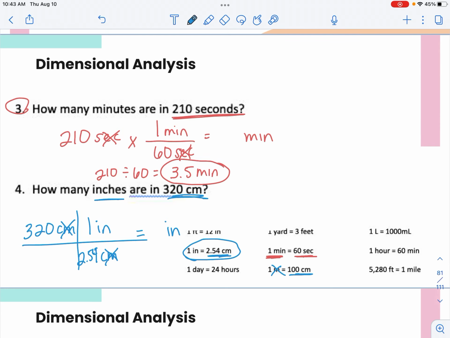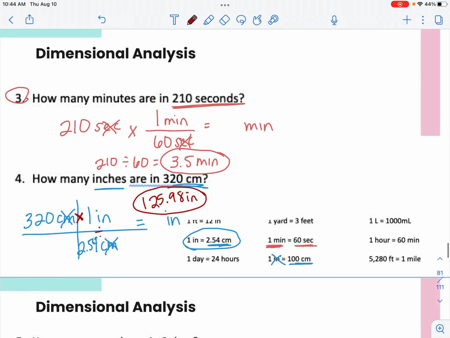So now I can multiply the top. I'll change my color so you can see. Multiply the top, 320 times 1. And then I'm just going to divide by what's on the bottom, the 2.54. And so I get 125.98, right? Something like that, inches. And again, don't worry too much about rounding to significant figures. Just try to get the answer. Okay.